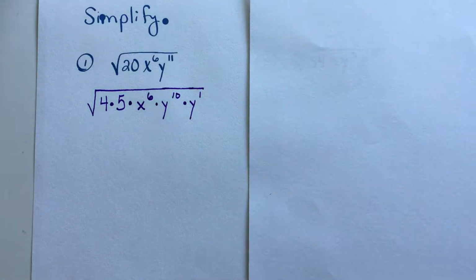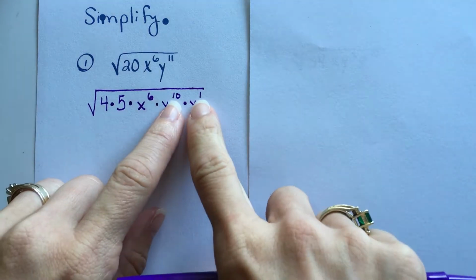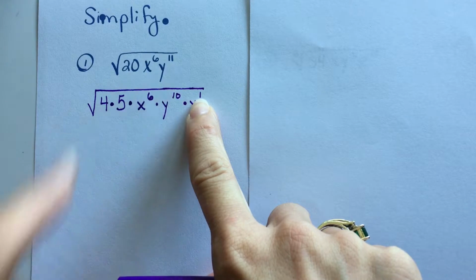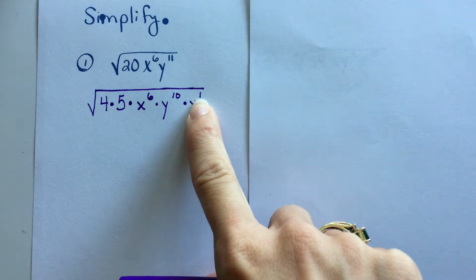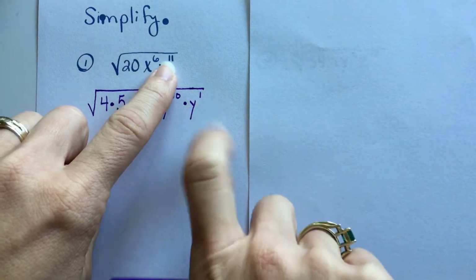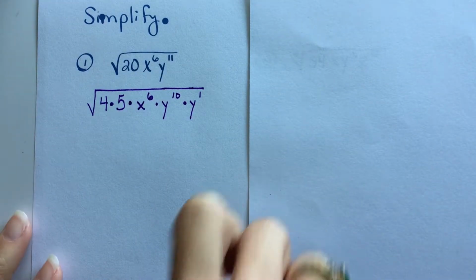Now the reason why I have to include that is because I still need this to total 11. Okay, I'm just writing it differently. It's still got to stay the same. So if I put 10 here, I have to put a 1 here to make my total of 11, okay?